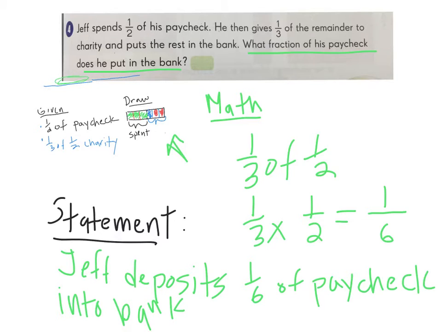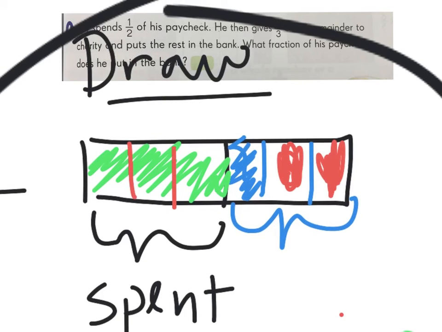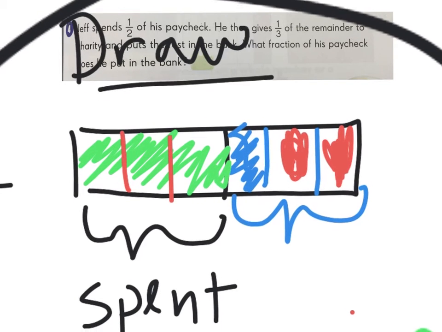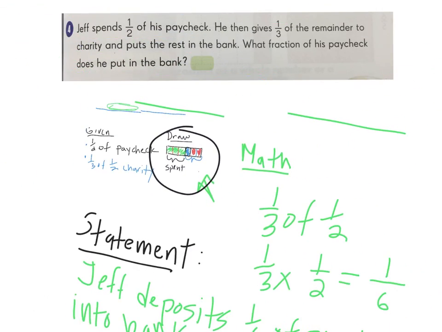I did my draw, I did my math, I did my given, I did my statement, and my draw is up here. And if you look at it, I'm going to make this bigger again. Doesn't it look like this is the section that we're talking about right here? Doesn't it look like 1/6? Does. So my draw matches everything else.